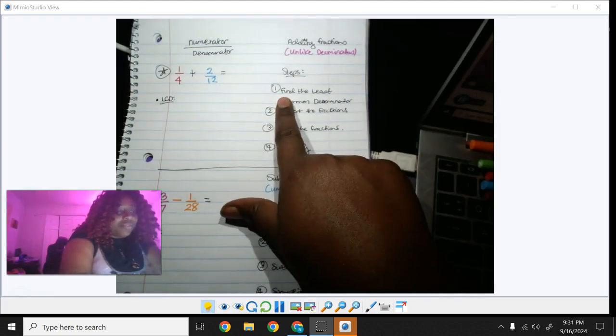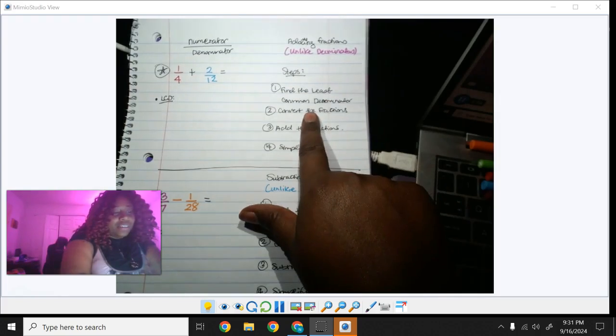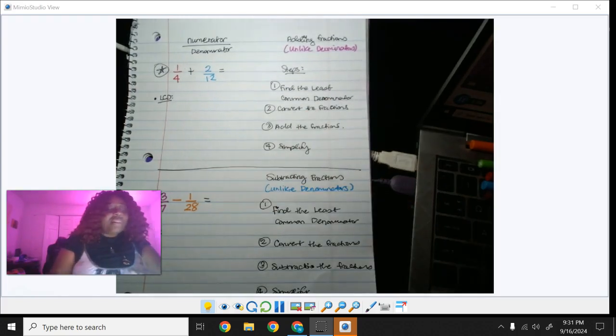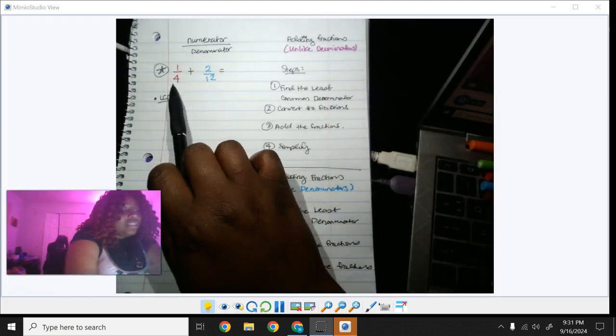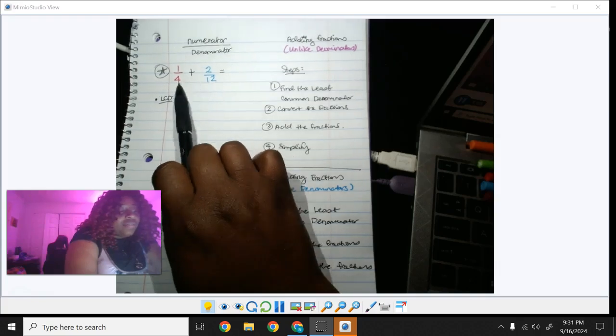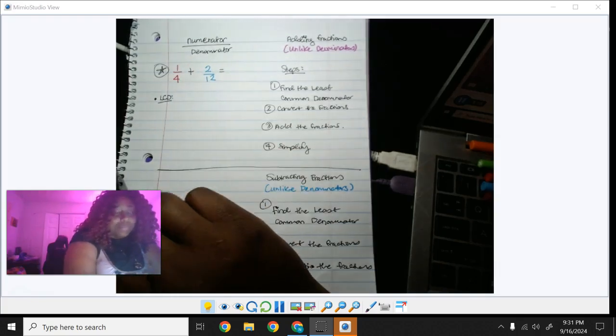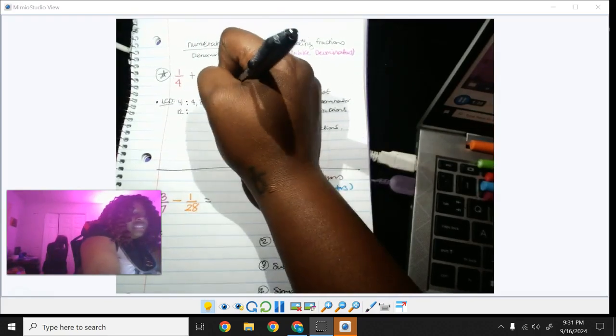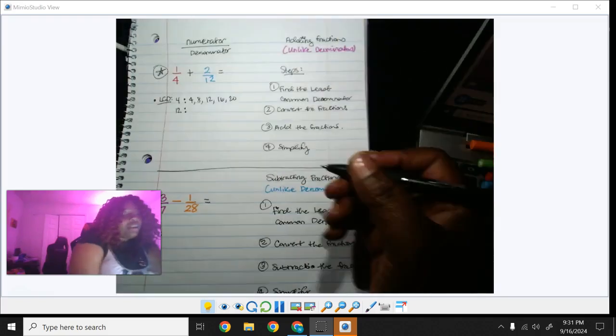The first step is we find the least common denominator of these numbers. And what that means is the smallest number that these two denominators have in common. So let's see. Our denominators are 4 and 12. So for 4, I'm going to count by 4s, and for 12, I'm going to count by 12s. So 4, 8, 12, 16, 20. I'm going to stop there.